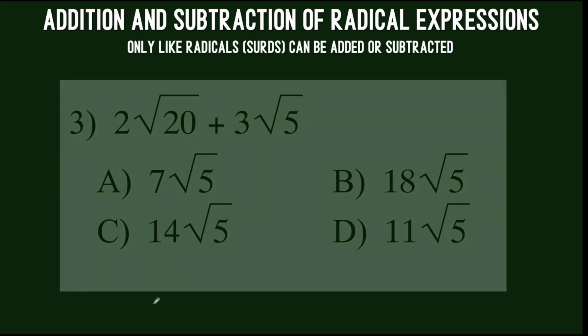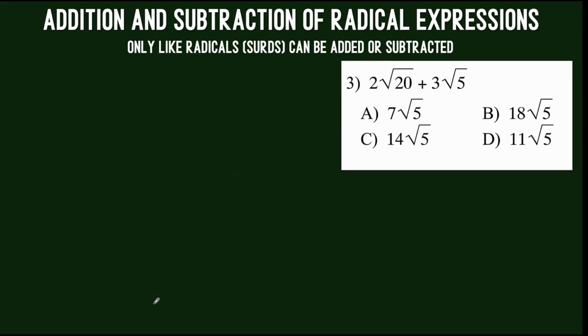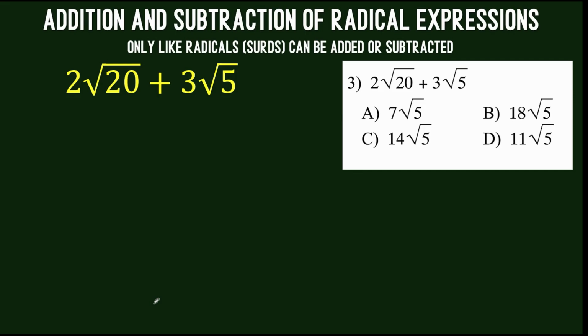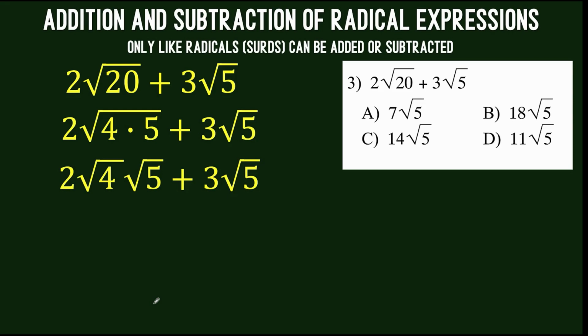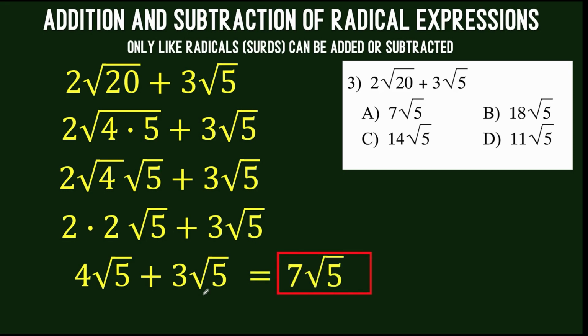Let's have another example: 3 square root of 20 plus 3 square root of 5. Again, we will attempt to simplify square root of 20 because 20 is 4 times 5 and apply the product property of radicals. Now, square root of 4 is equal to 2, so you'll have 2 times 2 to get 4 square root of 5 at the left, and just copy the right side. So you now have 4 copies of square root of 5 plus 3 copies of square root of 5, that is equal to 7 copies of square root of 5, which is letter A.